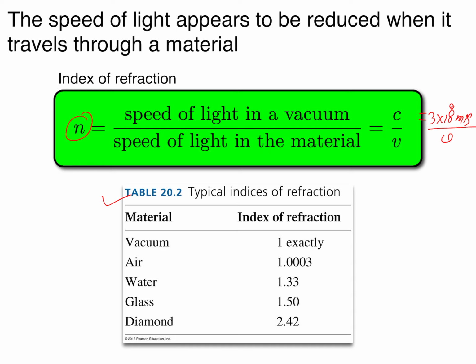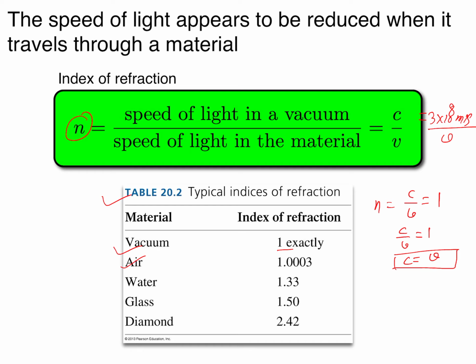In vacuum, the index of refraction is exactly 1. What does it mean? n is c over v, so n is 1 means c over v is 1. So, c is equal to v. That means the speed of light in vacuum is simply 3 times 10 to the power 8 meter per second, since the material is vacuum.